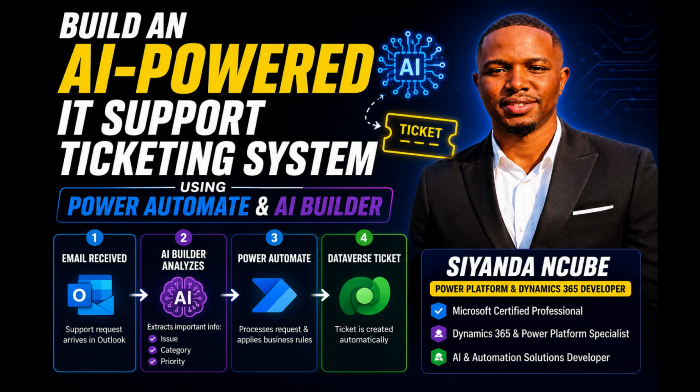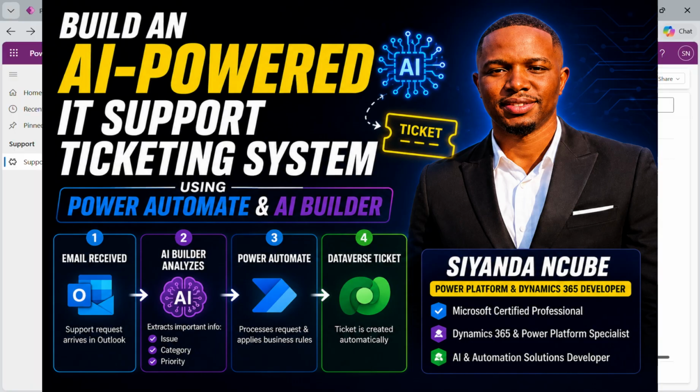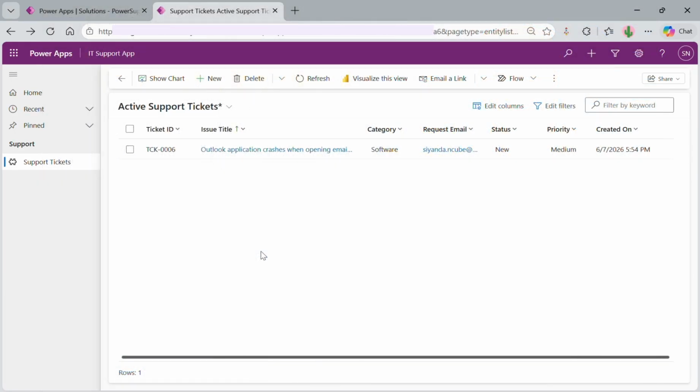My name is Sianda. In this video, I'm going to show you how to build an AI-powered IT support system that reads emails, understands the problem, and creates tickets for you. In many companies, IT support teams spend hours manually reading emails, categorizing issues, and creating tickets. But today, we're going to automate the entire process using Power Automate and AI. Let me show you how it works.